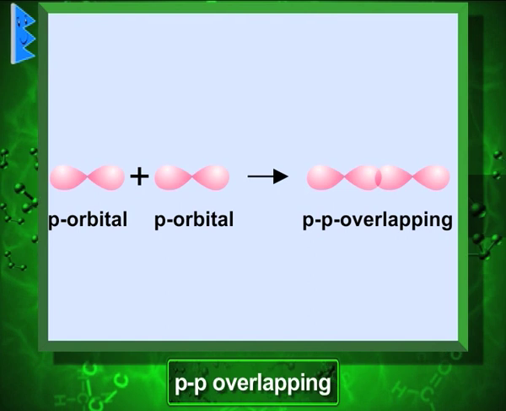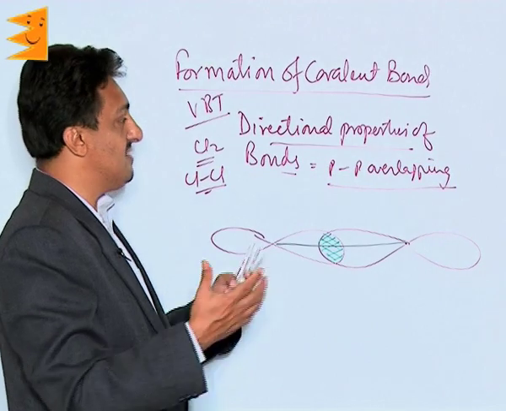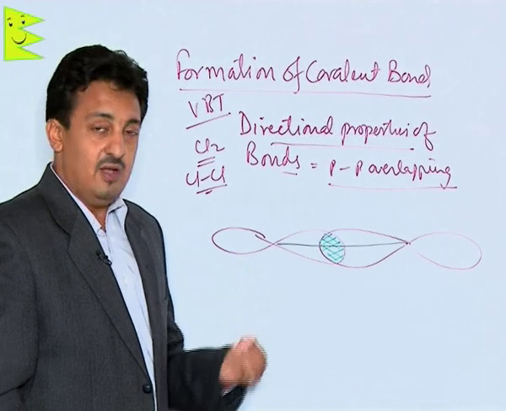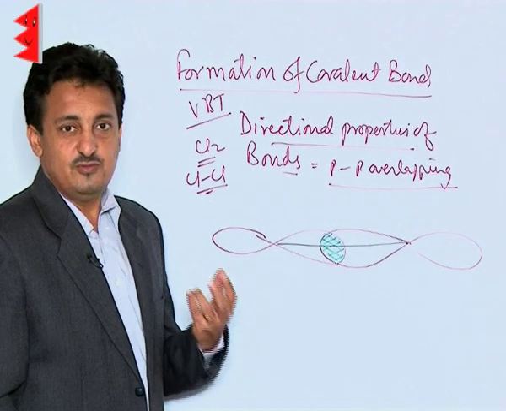Now, on the basis of these types of overlappings, what we find is that covalent bonds can be of two types.